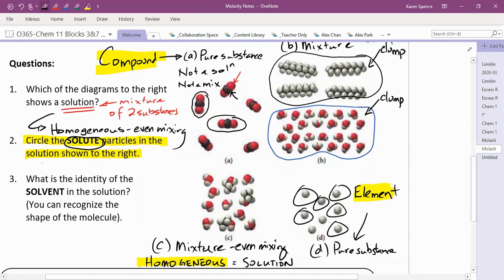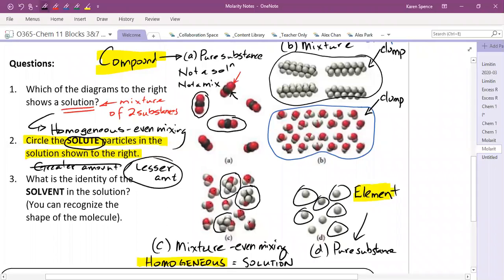Is the solute present in the greater amount or the lesser amount? Yeah, the solute is present in the lesser amount. So if we were to circle the solute, I can look and I can say, oh, look, I have Mickey Mouse, 1, 2, 3, 4, 5, 6, 7, 8 Mickey Mouses, but I only have 1, 2, 3 of those larger molecules, and therefore the larger molecules are the solute, and Mickey Mouse is the solvent.